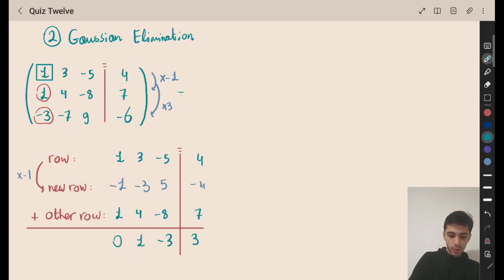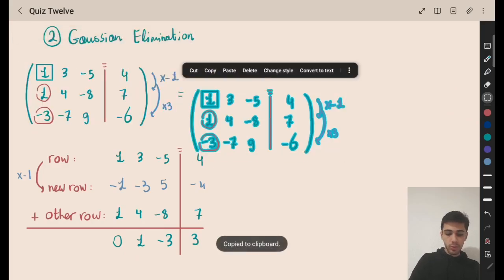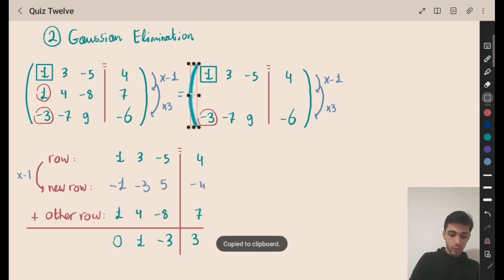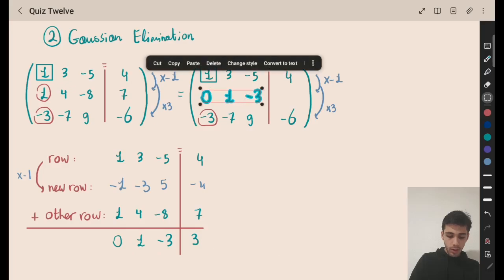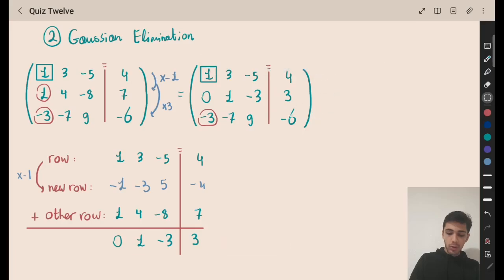So my updated equation, I copy the augmented matrix that I have here. And this is going to change, obviously, into these new values, 0, 1, minus 3. And then this is going to be just 3. I still need to figure out what's going to happen here, the last row. So I proceed exactly in the same way. I have my old row, I'm multiplying it by positive 3. This will give me 3, 9, minus 15.